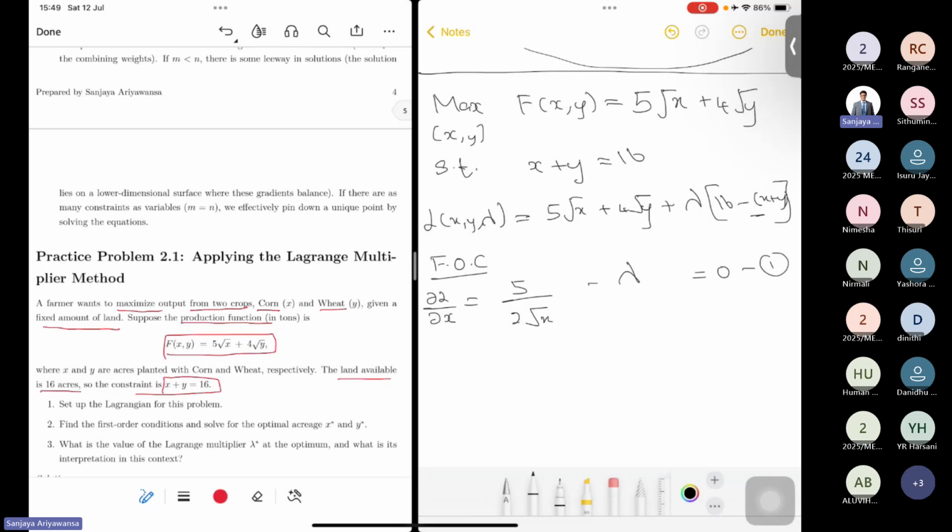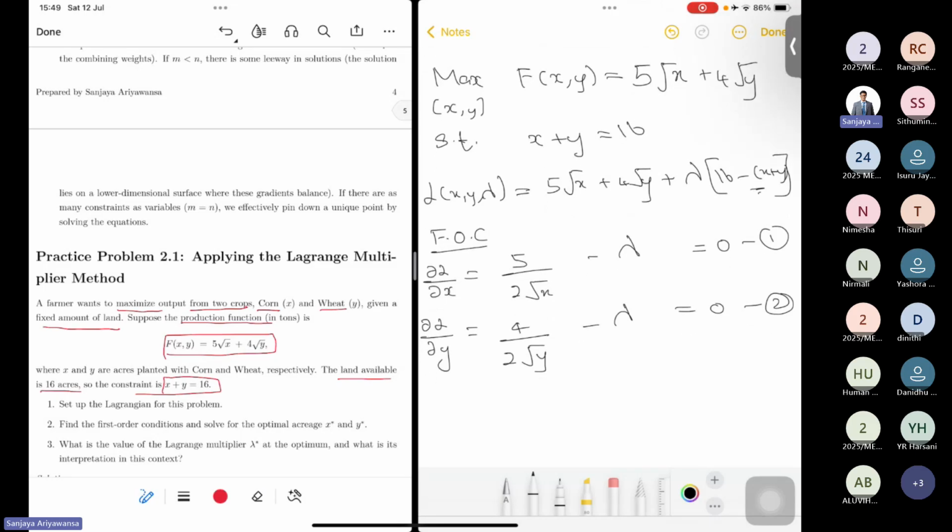That's your first equation. Then you partially differentiate your Lagrangian with respect to y, and you have 4 times root y, so that would be 4 divided by 2 root y, minus lambda, equals 0. You check in your Lagrangian where you have your y and you partially differentiate. The third equation is that you partially differentiate your Lagrangian with respect to lambda. That would be simply your constraint function, and you equate that to 0.